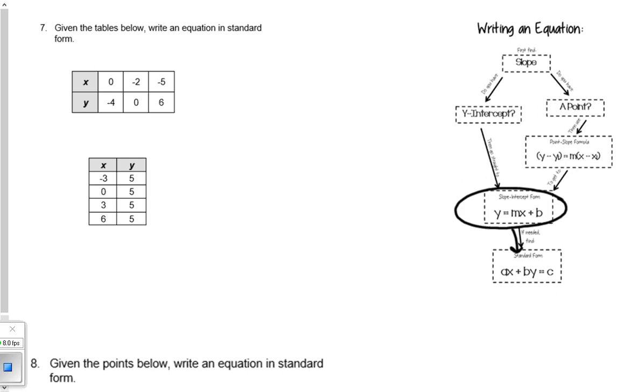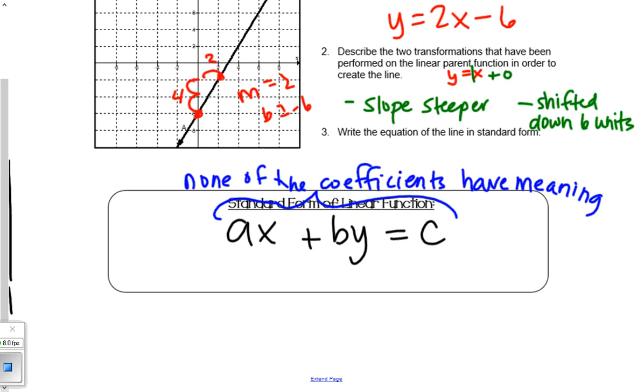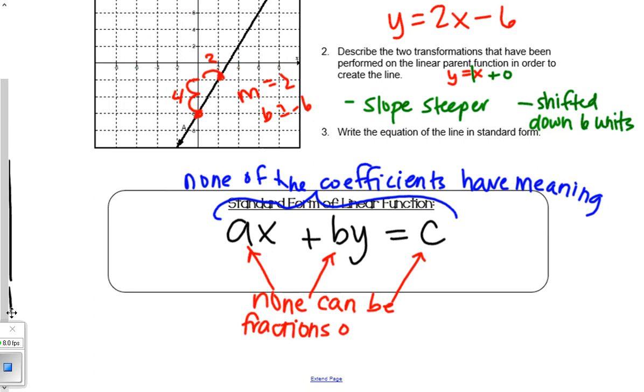So there's a couple rules we need to know about standard form. Let me go back. So first of all, with A, B, and C, none of those can be fractions or decimals. Okay, they have to be whole numbers. And A, in particular, cannot be negative. B and C can, though.